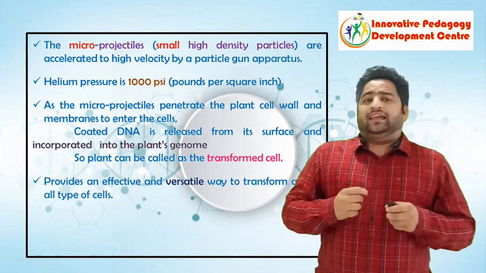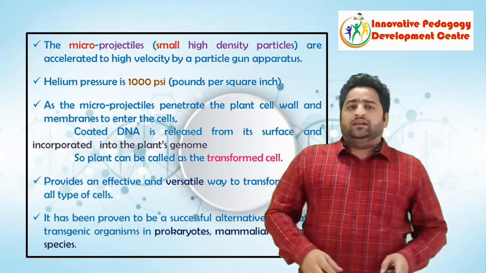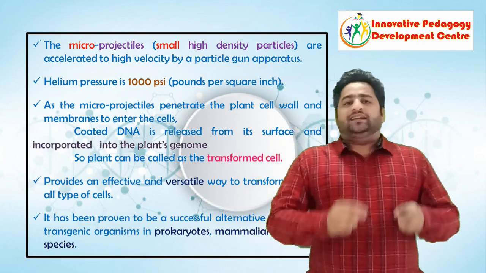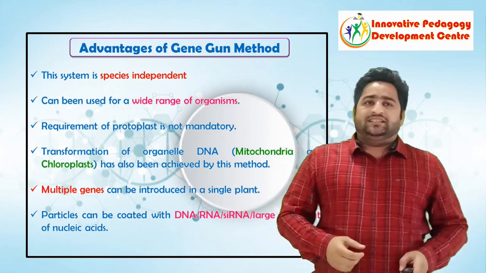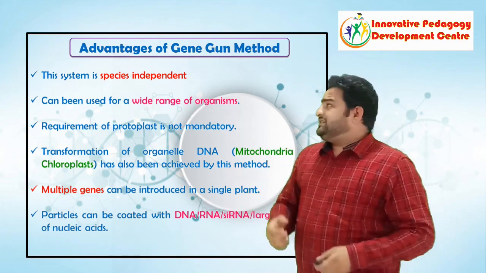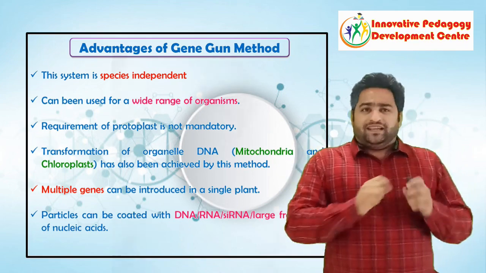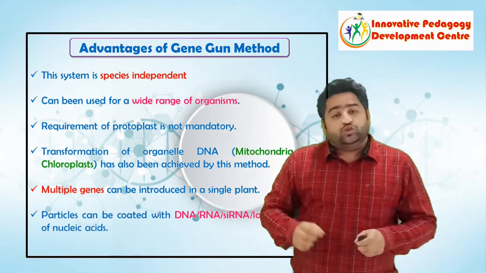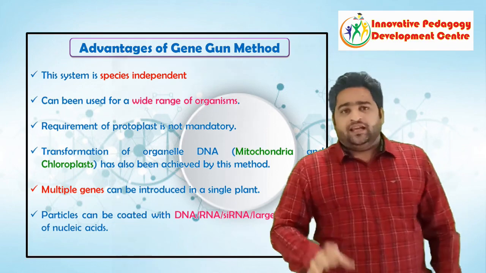It provides an effective and versatile way to transform all types of cells, and it has been proven to be a successful alternative for creating transgenic organisms in prokaryotes, mammalian cells, and plant species. So, advantages of the gene gun method. This system is species independent. There is no barrier of species. It can be used for a wide range of organisms. Requirement of protoplast is not mandatory.